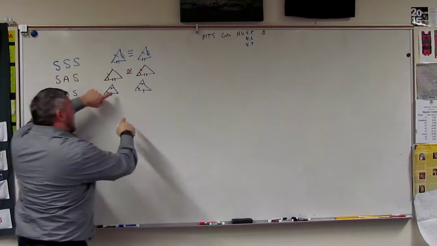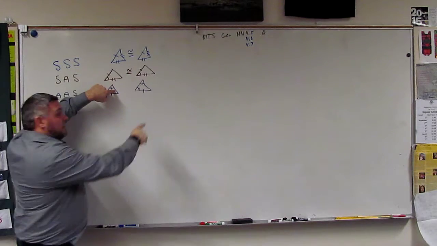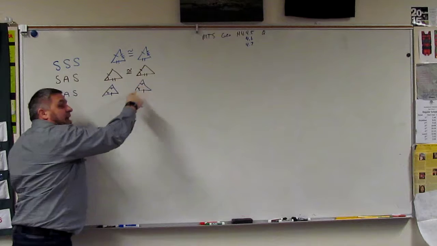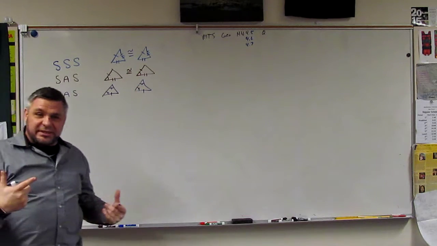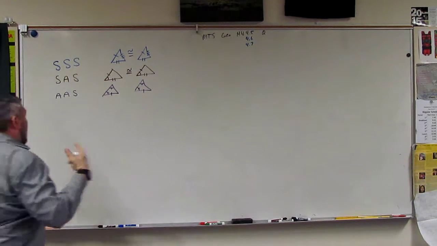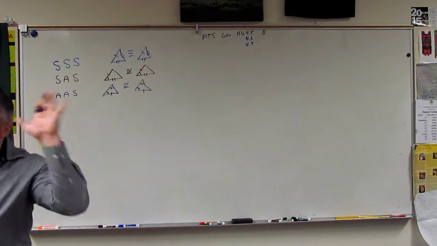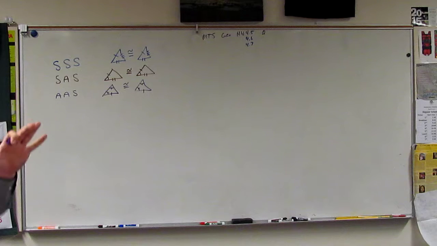So then this side has to be congruent to that side. Or, technically that side could be congruent to this side, because as long as it goes angle, angle, side. Angle, angle, side. Does that make sense? Okay? These are congruent. There's 5 of these. Okay?